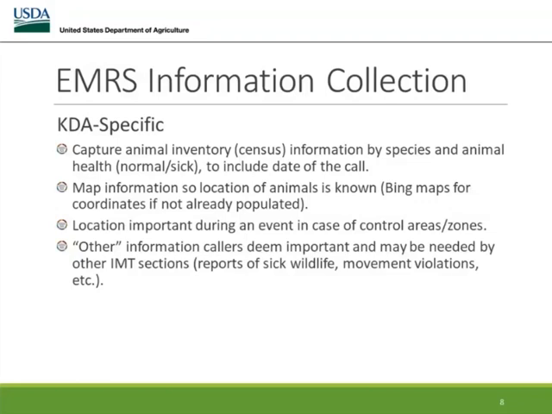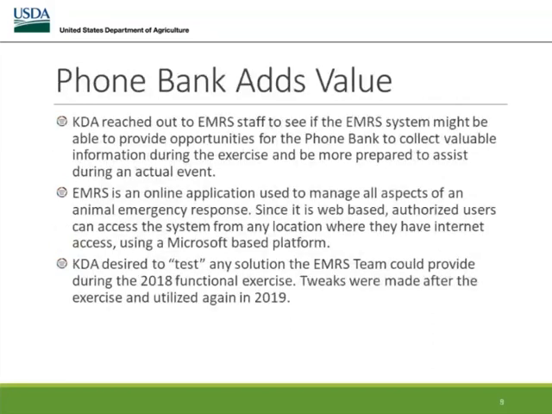And we have found out during our exercises that there's also other information where our callers deem important, and that may include wildlife, movement violations, etc. So we've expanded out the Kansas version specific to our needs. We have found that our phone bank really adds value to our exercise in being the front line. As I stated earlier, we reached out to the EMERS staff to be able to tweak that system to make our phone bank as valuable as possible to our state for an actual animal emergency.